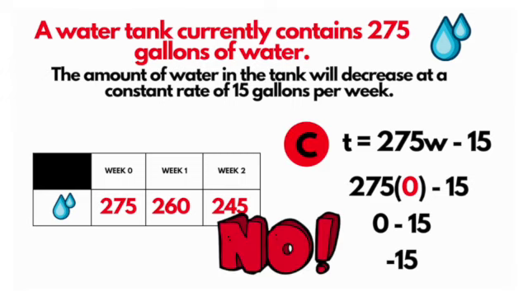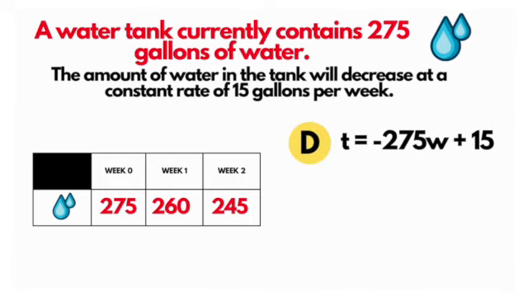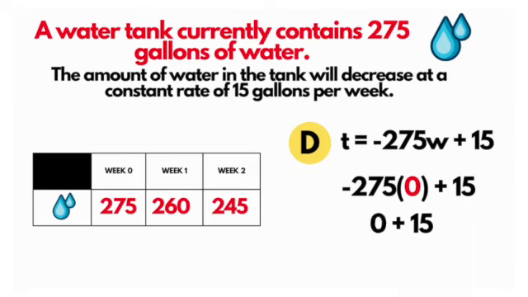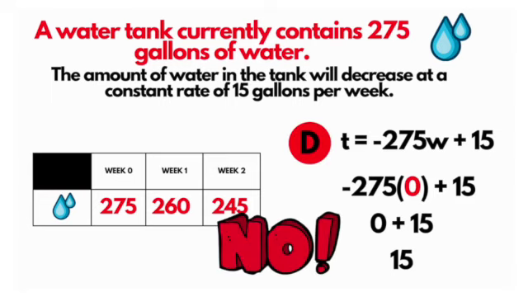And finally, D, T equals negative 275W plus 15. Plug our 0 in there, negative 275 times 0 plus 15, which results in 0 plus 15 for an answer of 15. Doesn't fit in our chart anywhere, so no, D doesn't work.